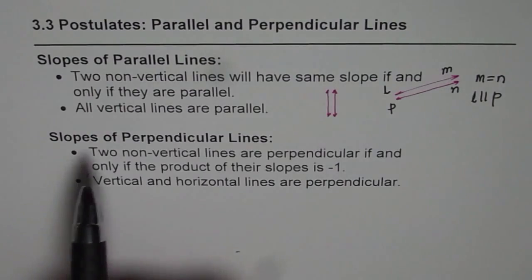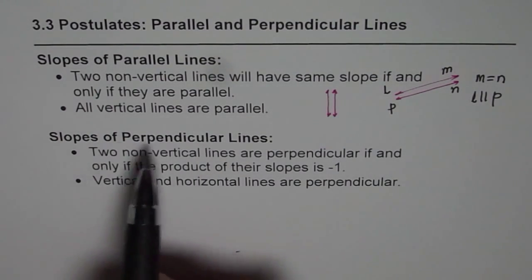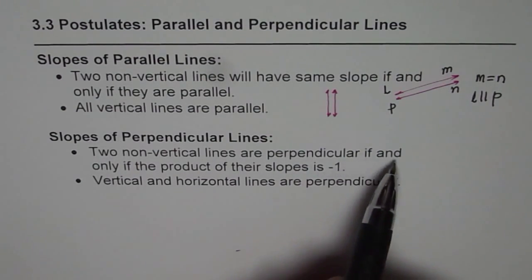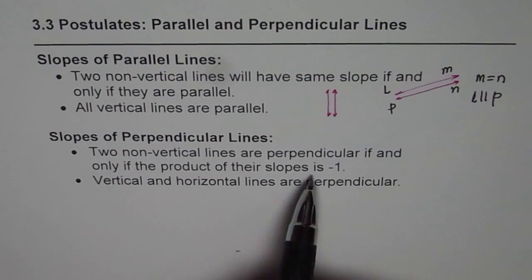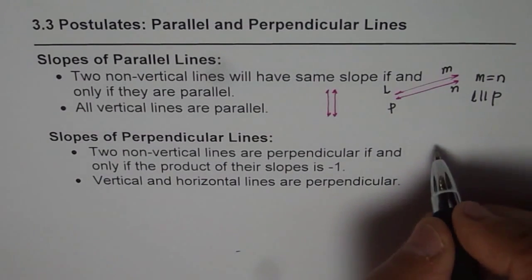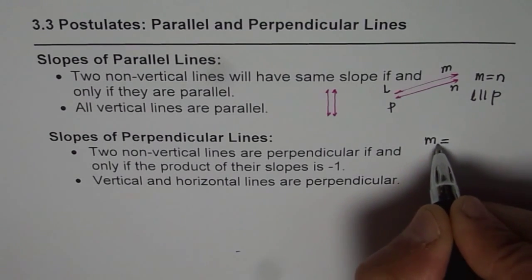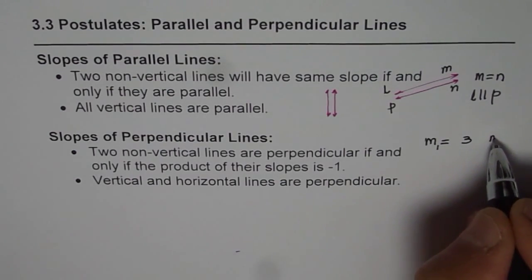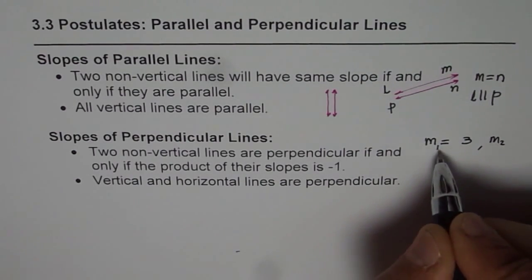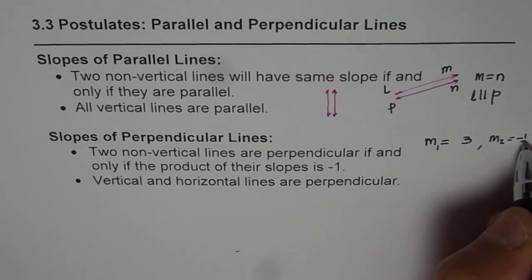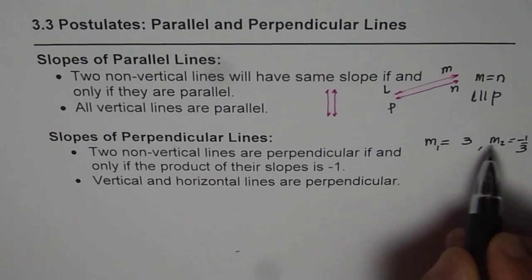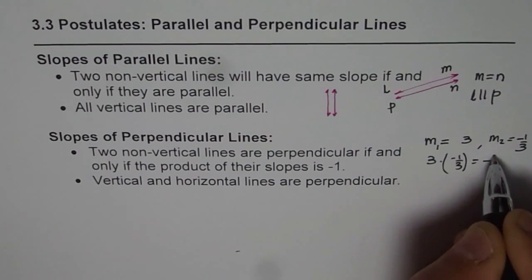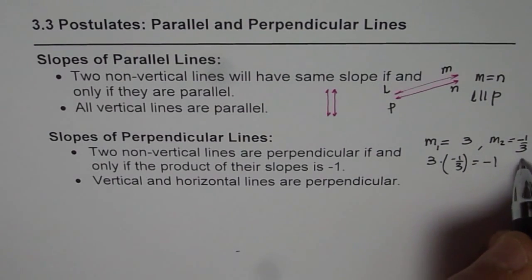Now the second one is on perpendicular lines. It says slopes of perpendicular lines. Two non-vertical lines are perpendicular if and only if the product of their slopes is -1. So let us say the slope of one line, m1, is 3. Then for m2, the second line, to be perpendicular, we should have a slope of -1/3. So when we multiply these two, 3 times (-1/3), we get -1. That means these two lines are perpendicular.